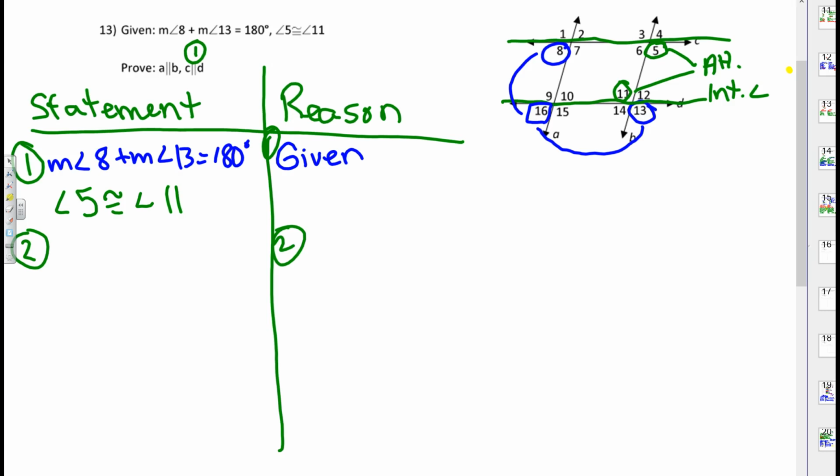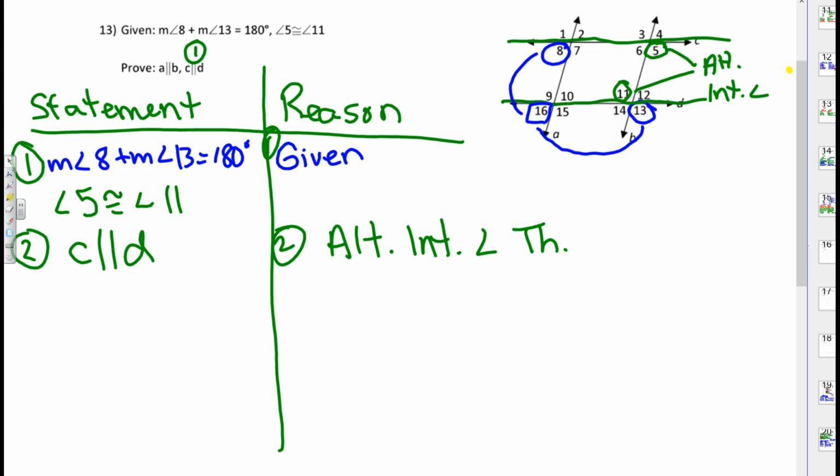Well, I already know that 5 is congruent to 11. And because 5 is congruent to 11, that means their boundary lines are parallel. So C is parallel to D by the alternate interior angle theorem. So I've proven a pair of lines parallel. Now I'm going to switch on to work on the stuff in blue.